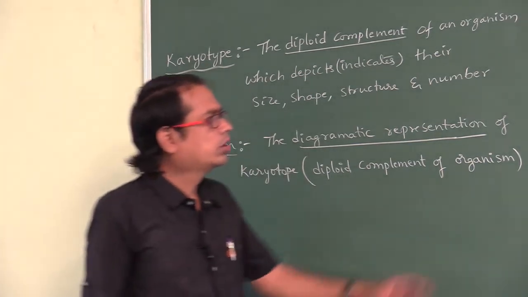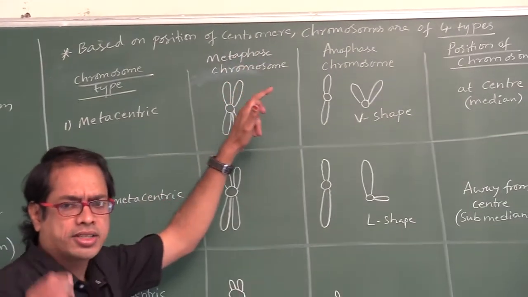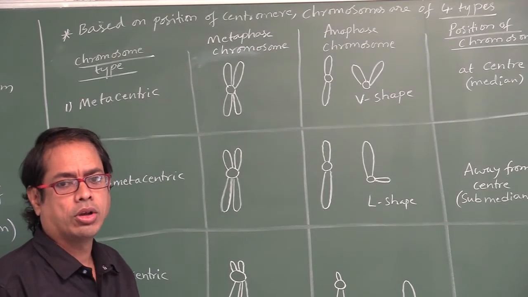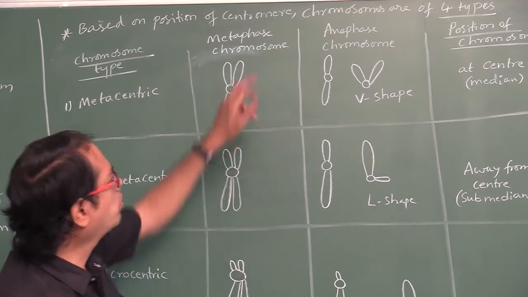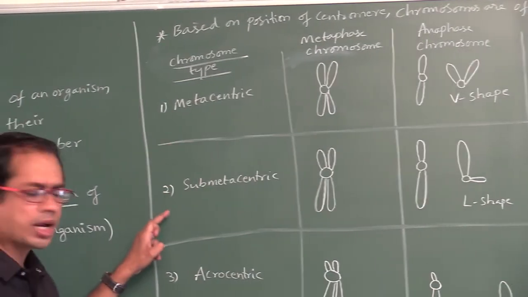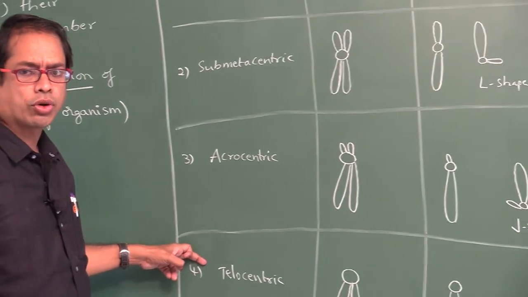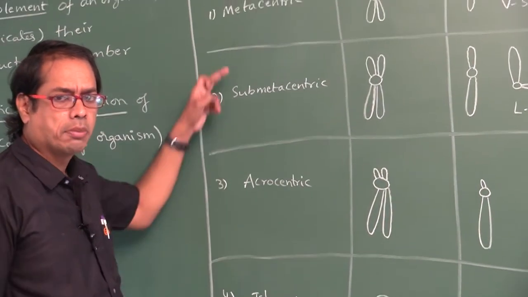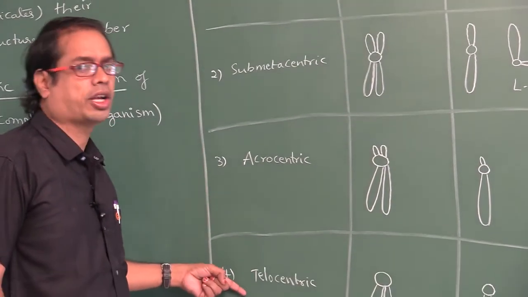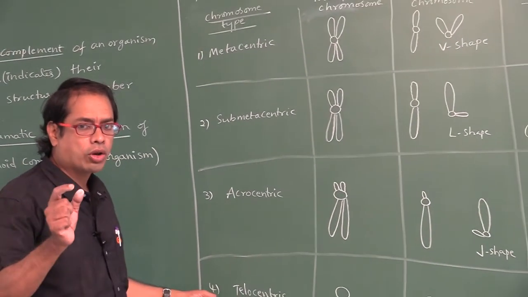Okay. Now, look at here, my dear students. Based on position of centromere, where that centromere is present? Location of centromere, position of centromere. Based on the position of centromere, chromosomes are of 4 types. What are those 4 types? Metacentric, submetacentric, acrocentric, telocentric. These are the 4 types of chromosomes based on the position of centromere.